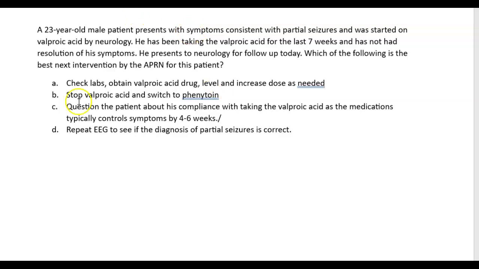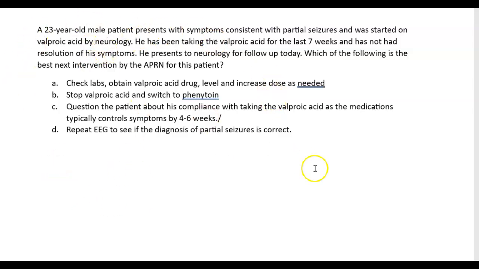Well, that could be one that's kind of a good red herring, but the book specifically talks about you would need to increase doses. And then repeat the EEG to see if the diagnosis is correct, and that is partially true. But again, we said the best next step. So that goes back to the stem of the question, which is telling you that he's been taking it for 7 weeks and has not had resolution. What is the next step?